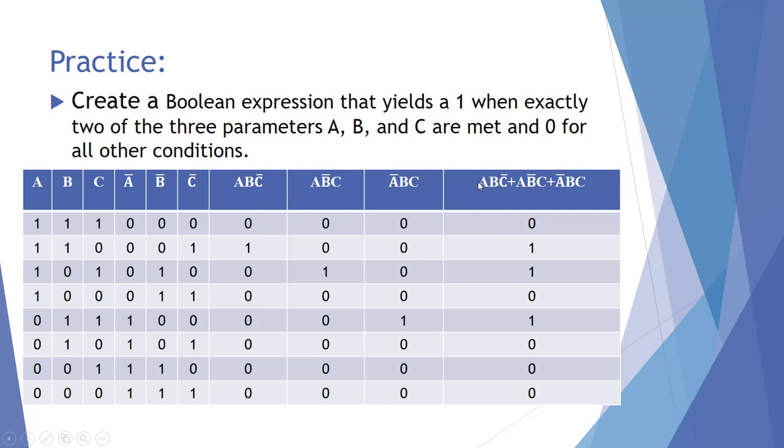We wrote a Boolean expression that gives us a 1 when we have 2 of the 3 conditions. Here we have A and B but not C. Here we have A and C but not B. And here we have B and C but not A. We got a 1 in the 3 rows where 2 of the 3 are met, but we got a 0 everywhere else. It's important to note here that this is the result that we're after. The Boolean table is just a tool for establishing our expression, but the question was create a Boolean expression. This is our Boolean expression that gives the desired result.